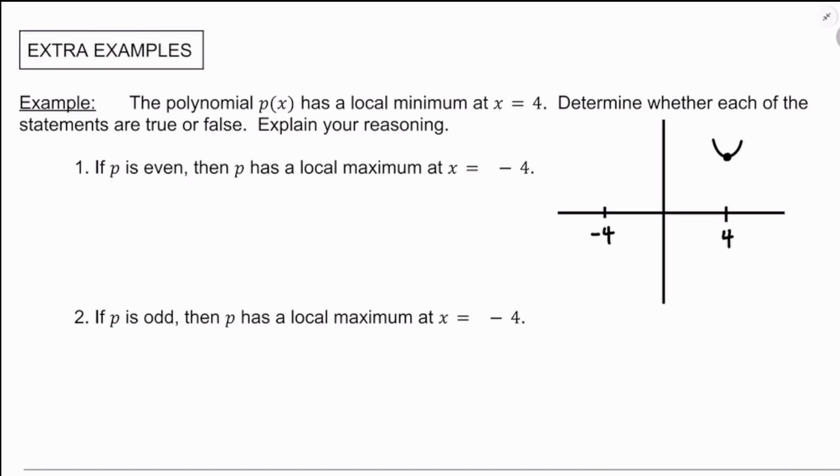All right, with no loss of generality, I'm just going to assume that the local minimum is happening above the x-axis. If p is an even function, then p has a local maximum at x equals negative 4. Well, an even function has symmetry across the y-axis. So whatever behavior I'm seeing to the right of the y-axis, I see the exact same thing to the left. And if that's the case, it looks like I should be having a relative minimum happening at x equals negative 4. So I'm going to say that this is false.